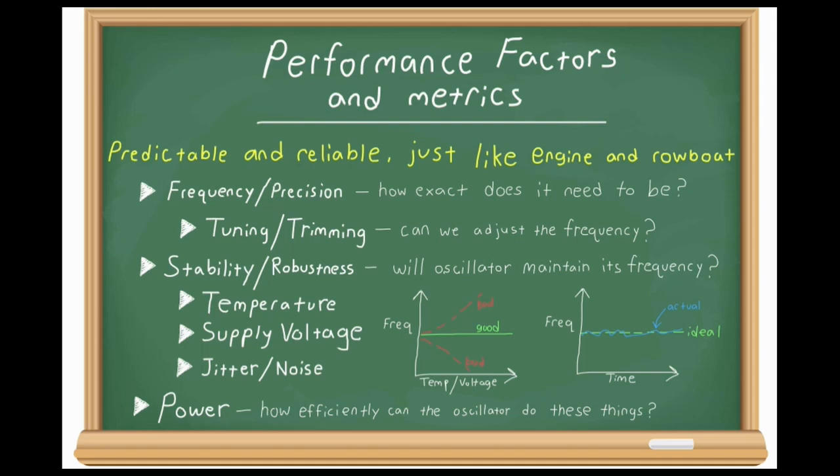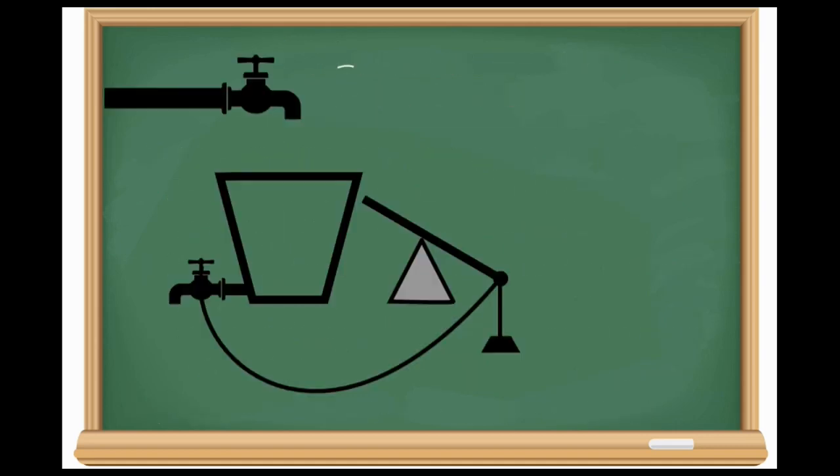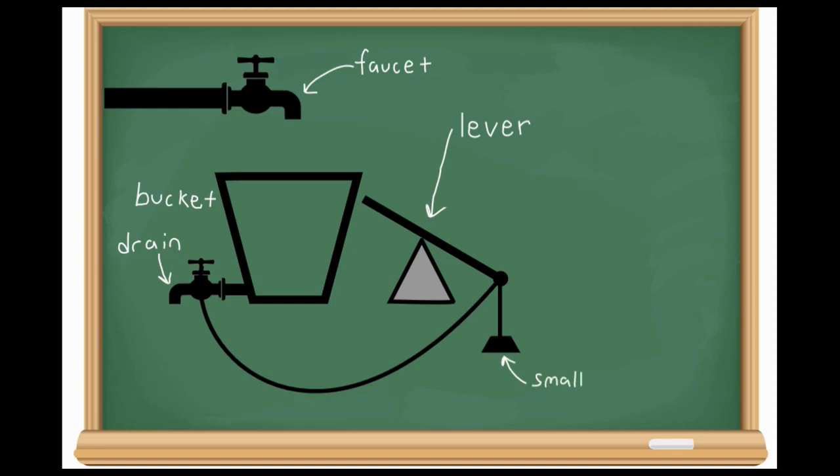So let's go over a conceptual example of an oscillator. Say we have the following setup. A faucet is located directly over top of a bucket that has a drain at the bottom. At the edge of the bucket, we put a lever and tie a small weight to it. At the same end of the lever, we also tie a string to the drain of the bucket. Now we turn the water on, and the bucket begins to fill up.